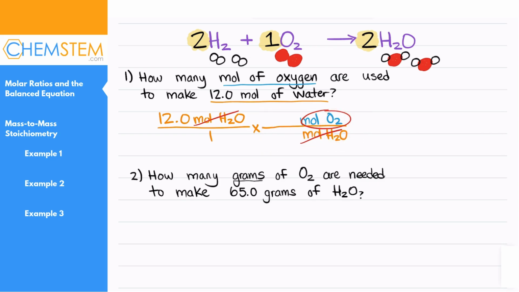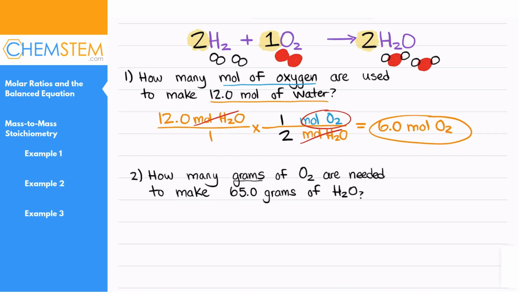So what are our ratios for this? The molar ratio is a 2 next to the moles of water and a 1 next to the moles of oxygen. And that's actually it for this question. Because from this, we're going to get 12 moles of water, and if you divide that by 2, we get 6 moles of oxygen as your answer. So this kind of makes sense. If we make 12 moles of water, 1 mole of oxygen can give us 2 moles of water.